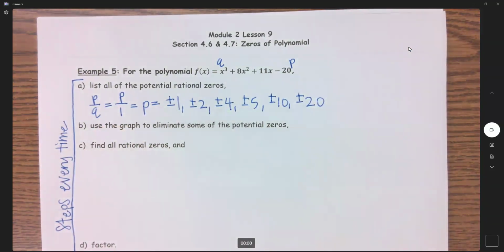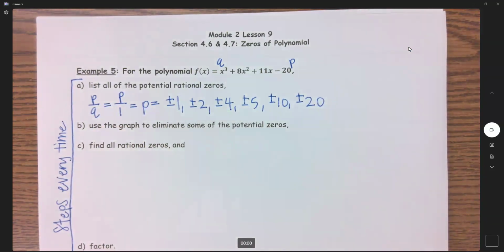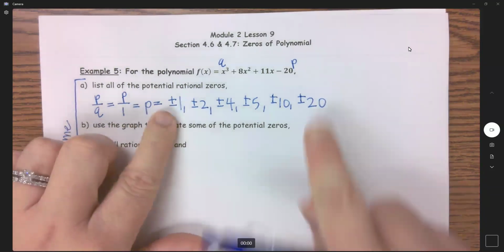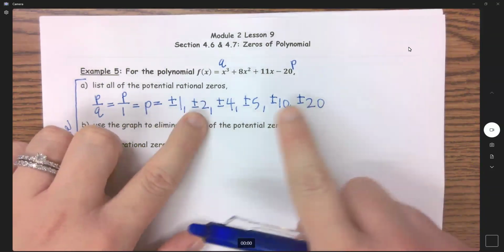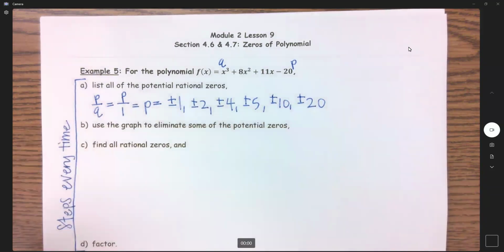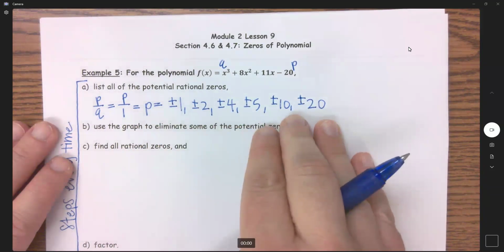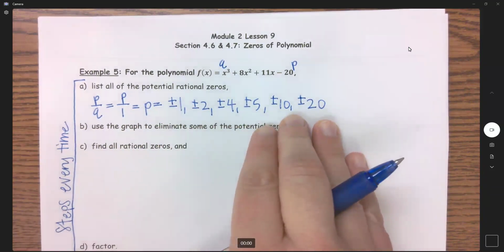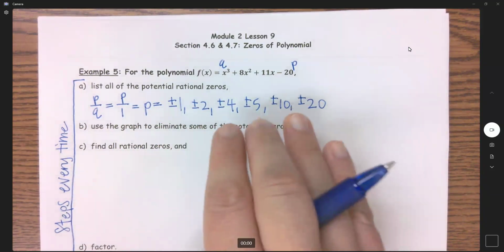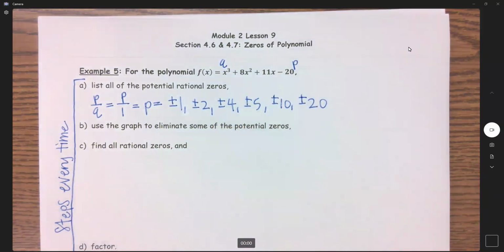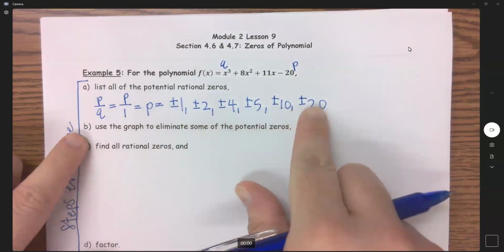Okay, I personally like to list these in order, but you don't have to. So you could do 1 times 20 together, 2 times 10 together, and then 4 times 5 together. So this gives me my starting point. And once we get to example 7, I believe, this will make a lot more sense why this is such a crucial step. So bear with me here.